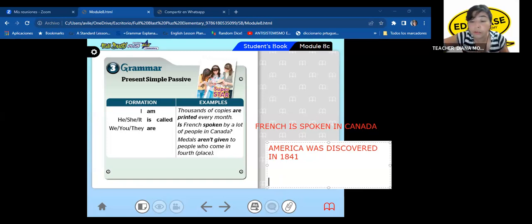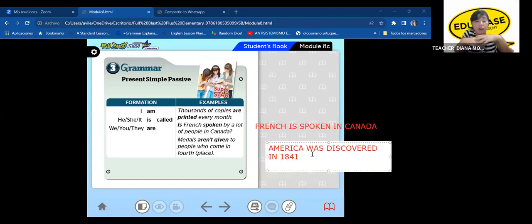But in this form, I don't need and I don't want to mention Christopher Columbus because the person who does the action is not the important one. The important thing here is to focus on the action. And that's when we use the passive. That's the topic for you today, the passive voice, the passive forms. This topic is a little bit complex.